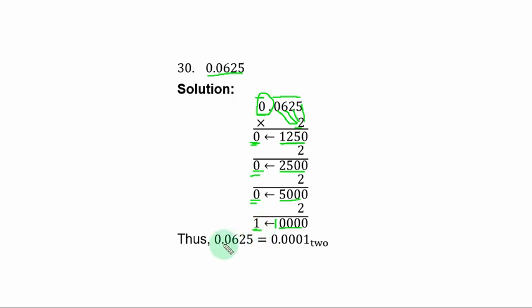So thus 0.0625 base 10 is equal to 0.0001 base 2. This is a continuous multiplication until your final result is 0.